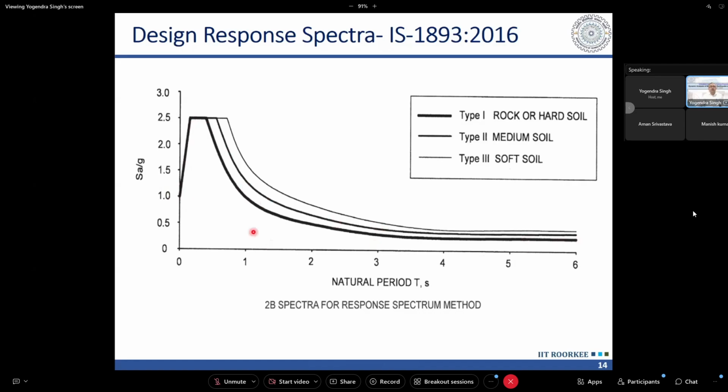It is not a response spectrum, but a spectral shape. So what is given in the code is actually a spectral shape. If you multiply it by the corresponding ZPA or zone factor, then it will become a response spectrum. Then 3 spectral shapes are given: one for rock, another for medium soil, and a third for soft soil. And the amplification in this is 1.67. So a 67% increase has been considered in the long period.